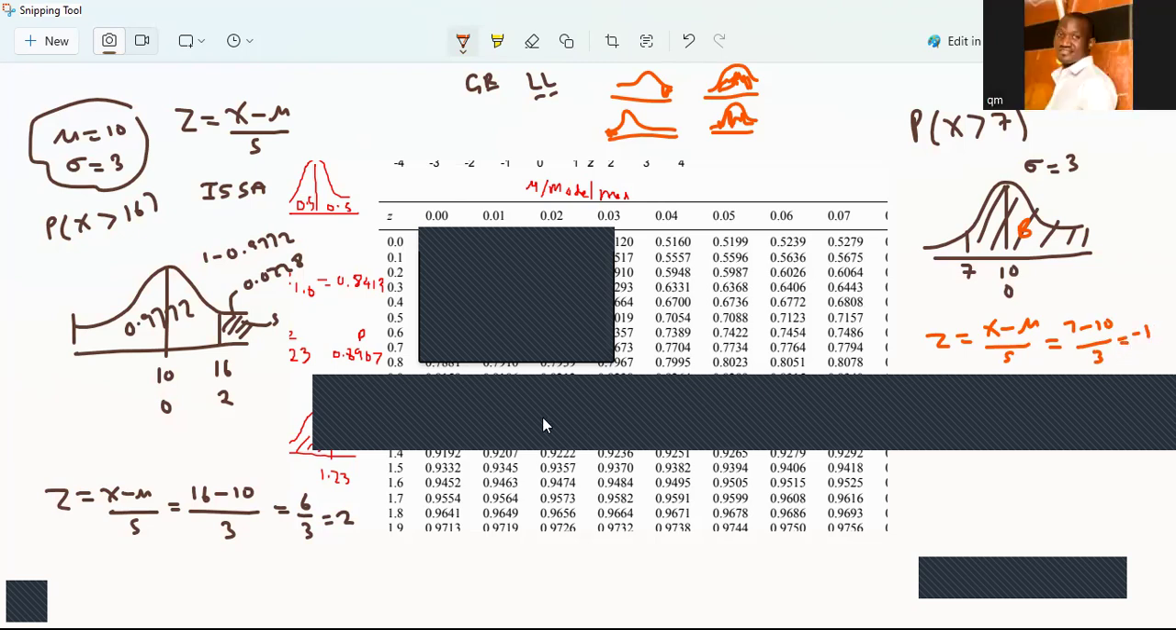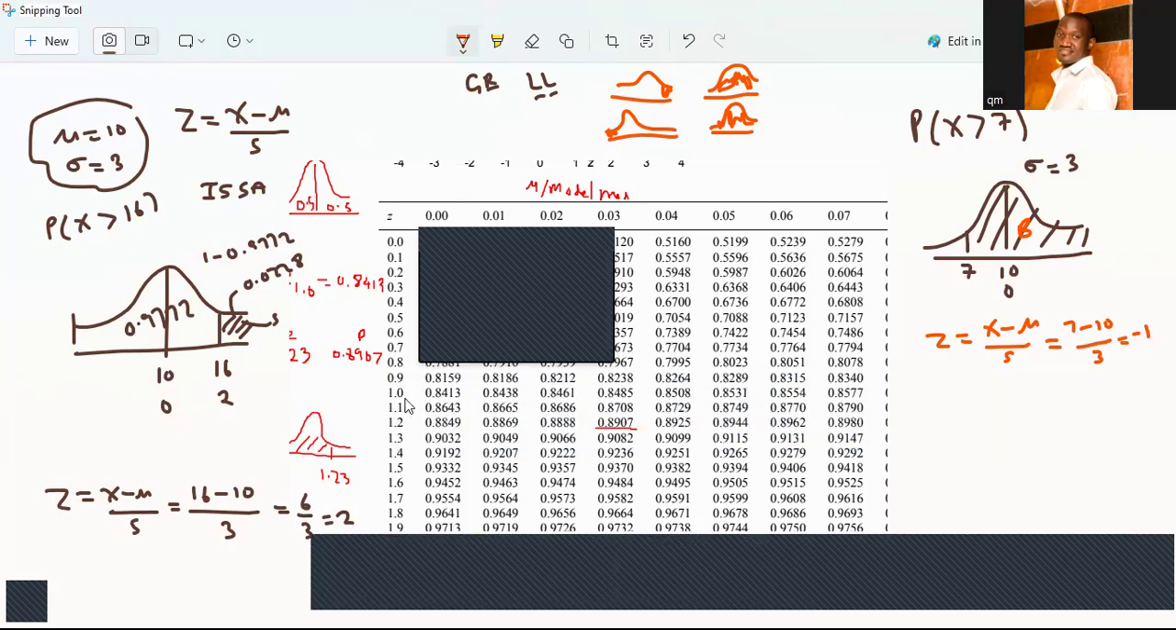So negative 1, when you standardize it, just check negative 1. What's the reading for negative 1? At 1.0. 0 point what? 0.8413. So are we going to subtract from 1 or read it as it is? Read, because the shading is big.